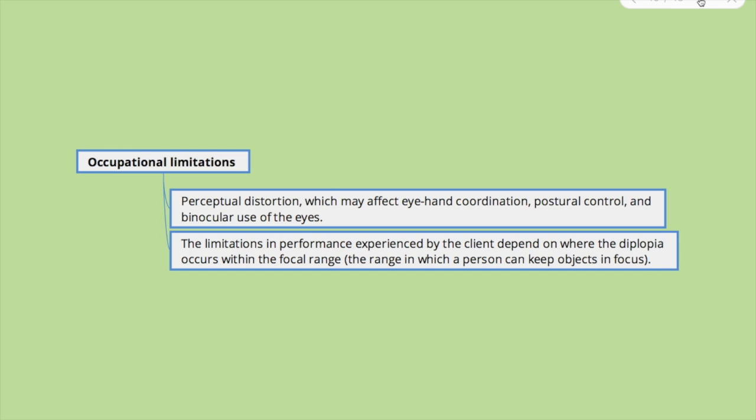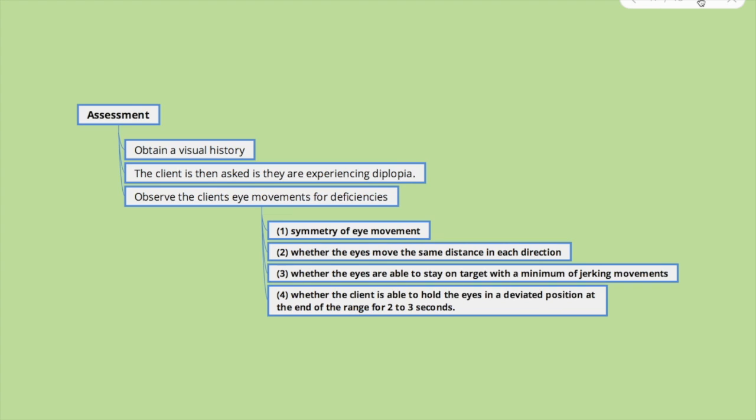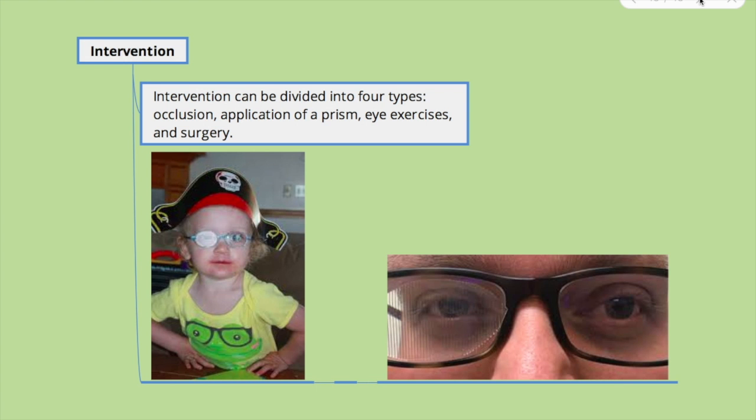For assessment, you really want to obtain their visual history and ask them if they've experienced any type of diplopia. Then you want to observe the symmetry of the eye movements, whether their eyes move the same distance in each direction, whether their eyes are able to stay on target with a minimum of jerking movements, and whether the client is able to hold the eyes in a deviated position at the end of the range for 2 to 3 seconds.